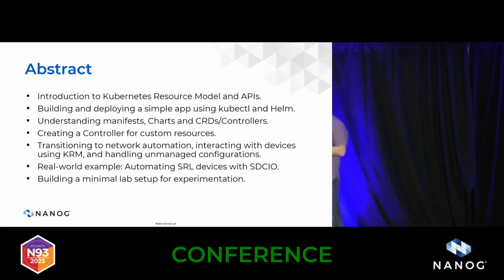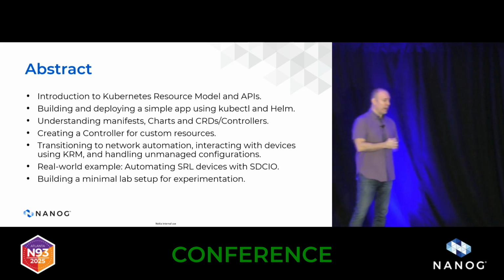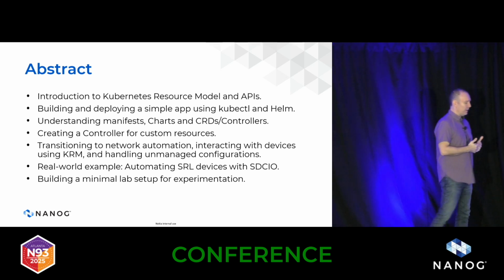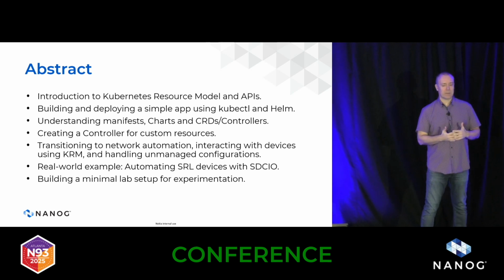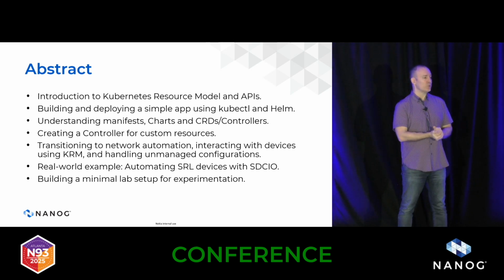The idea is we're going to introduce the Kubernetes machinery, at least the most interesting part, which is the Kubernetes resource management, the resource model. It is going to help you understand the full advantage that you can get from Kubernetes in order to use it for your network automation use cases.